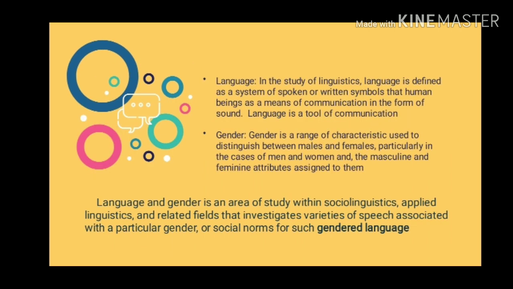In the study of linguistics, language is defined as a system of spoken or written symbols that are used by human beings as a means of communication in the form of sound. In other words, we can say that language is a tool of communication. For gender, gender is a range of characteristics used to distinguish between males and females, particularly in the cases of man and woman, and the masculine and the feminine attributes assigned to them.